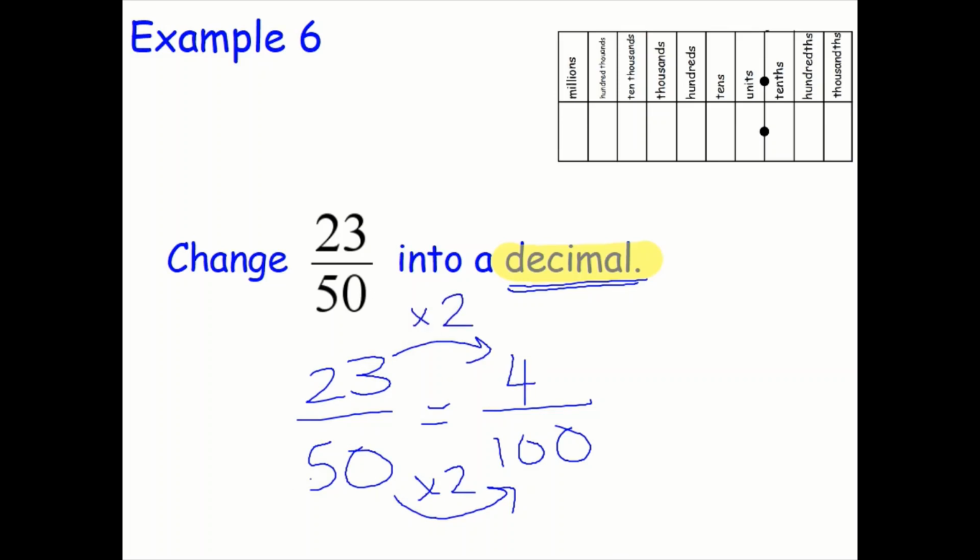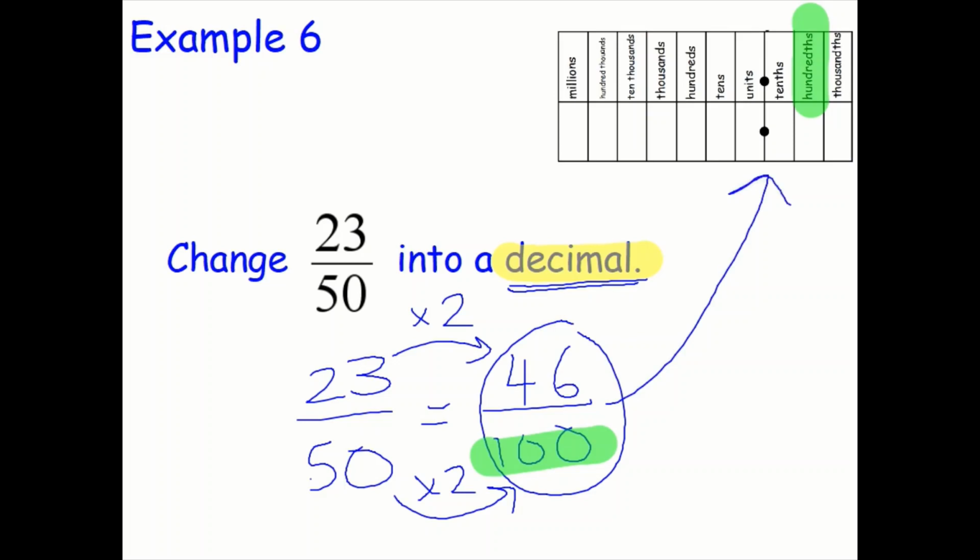which gives you 46. So 46 hundredths. Well, that's hundredths. This column is hundredths. So if I write that as 46 hundredths, it's a bit of a strange one, but you've got to put the 4 there. 46 hundredths. So it's 0.46. So your answer is 0.46.